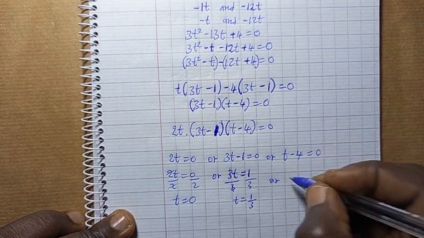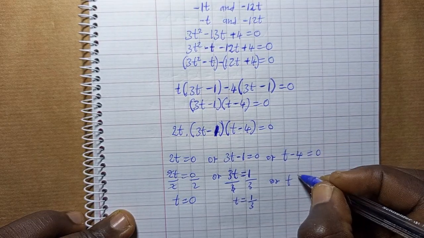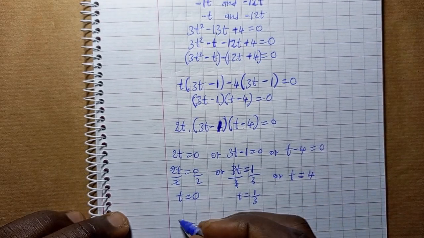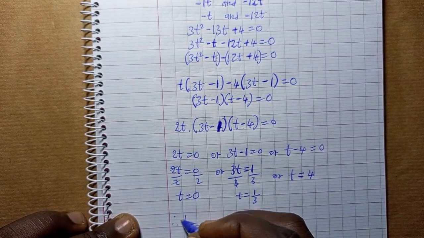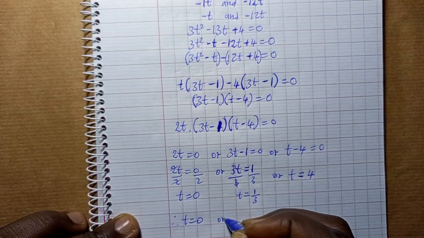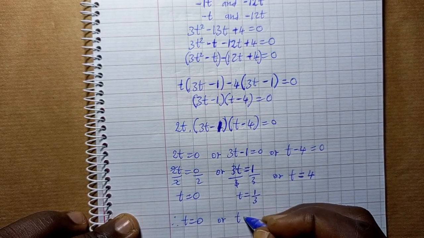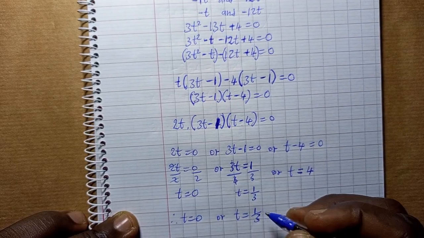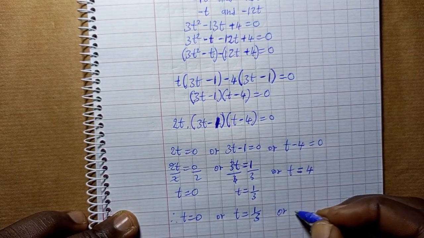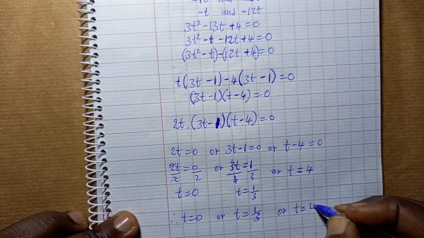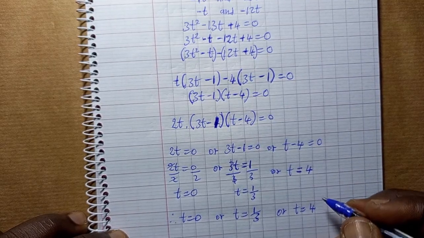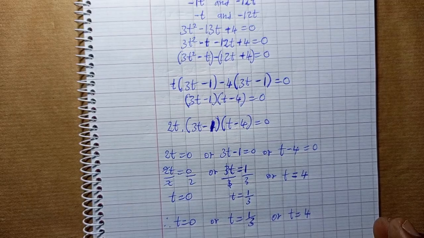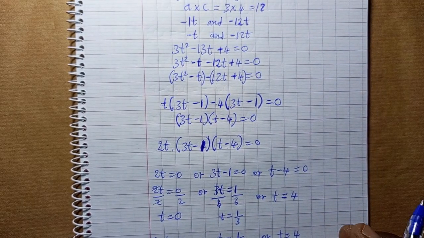And then t minus 4 equals 0, the 4 crosses over, that is 4. So the final answer is that t is equal to 0, or t is equal to 1 over 3, or t is equal to 4. So these are the possible solutions to the quadratic equation in number 2.